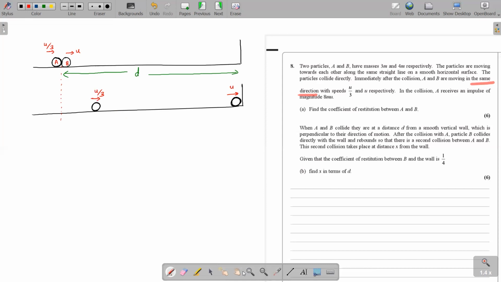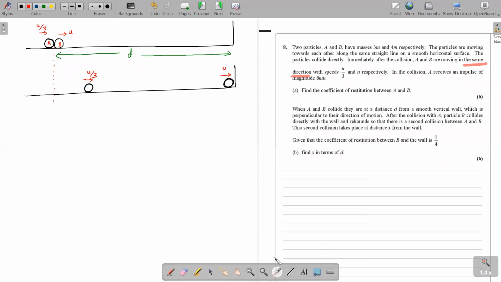Okay, and then the next thing you have to do is, after B collides with the wall, what happens? It will rebound, right? It rebounds and it comes back, and the thing is you have to find the speed of rebounding here, the rebounding speed from the wall, and then again they come and meet over here. Do you agree with me?